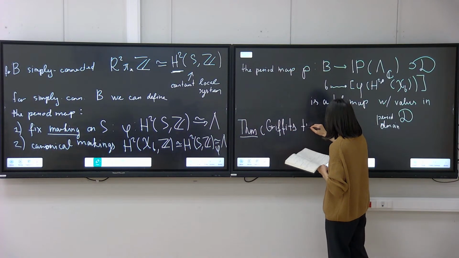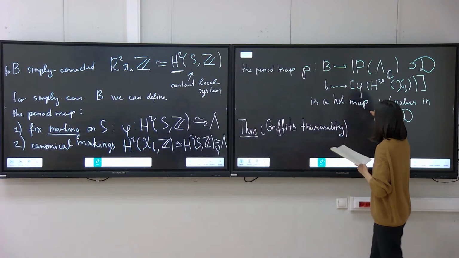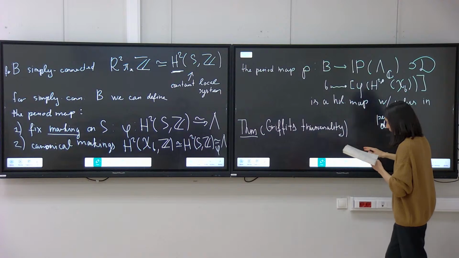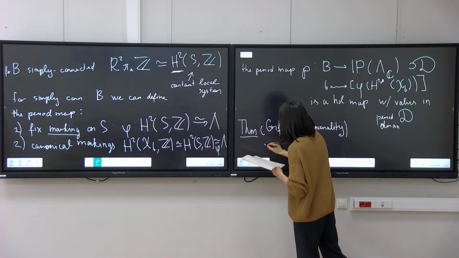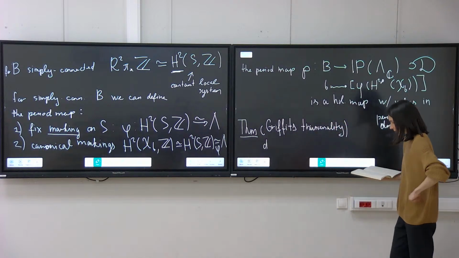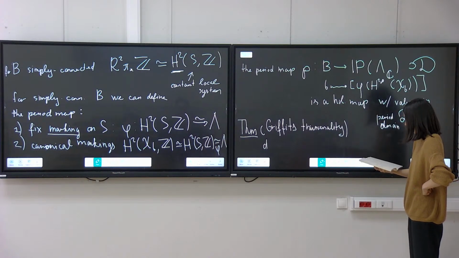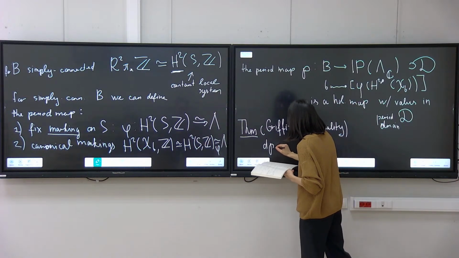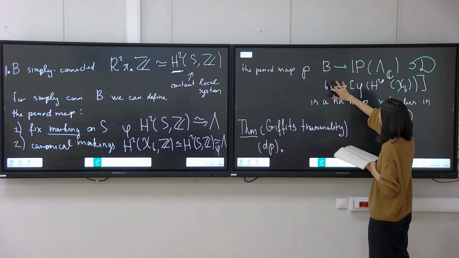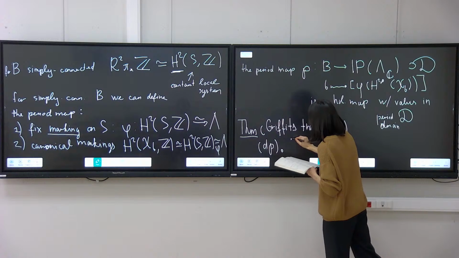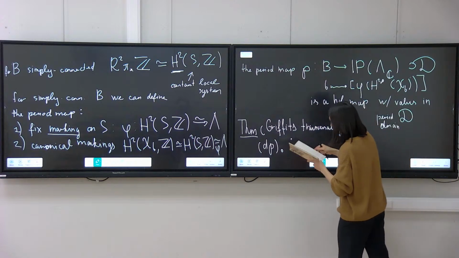Griffiths transversality, for this particular case of K3 surface. So Griffiths transversality tells you something about the differential at a distinguished point of this map from the base to projective space.